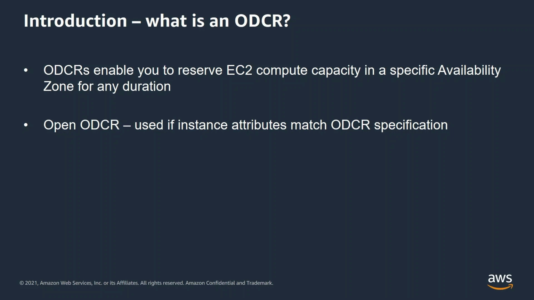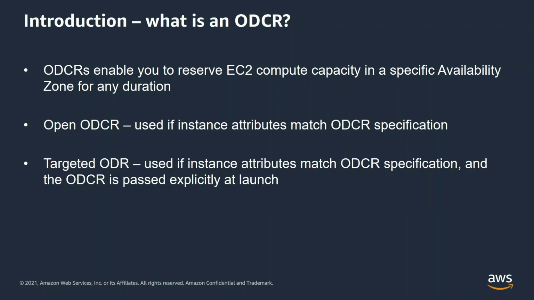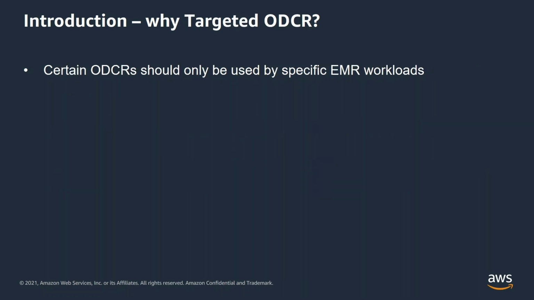ODCRs can be either open or targeted. If the capacity reservation is open, new instances and existing instances which have matching attributes automatically run using the capacity of the capacity reservation. So in an EMR cluster, if it's launched matching the attributes like operating system, instance type, and availability zone within the open ODCR, it uses capacity from that ODCR first. If the capacity reservation is targeted, instances must specifically target it in order to run with that reserved capacity. Now generally available, Amazon EMR has built support for specifically targeting a targeted ODCR.